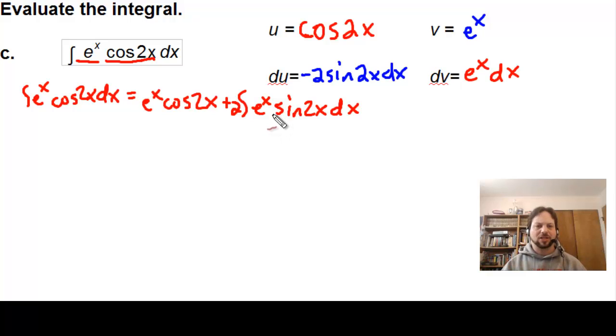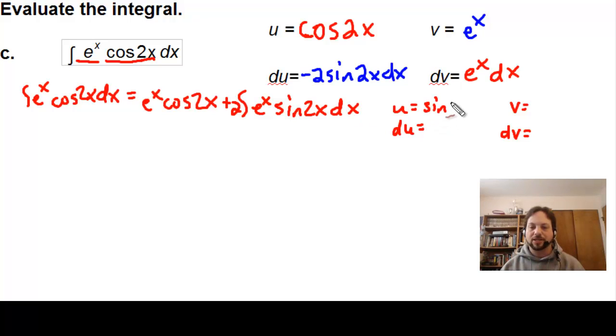In fact, it looks a lot like my original integral, which I needed integration by parts for. Well, I'm going to need integration by parts for this one as well. So, let me go ahead and give this a shot. I need to define my u and du again, and my v and dv. If we use that LIATE again, there are no log functions, no inverse trig, no algebraic, but we do have a trig function, sine 2x, which means dv is going to be e to the x dx again.